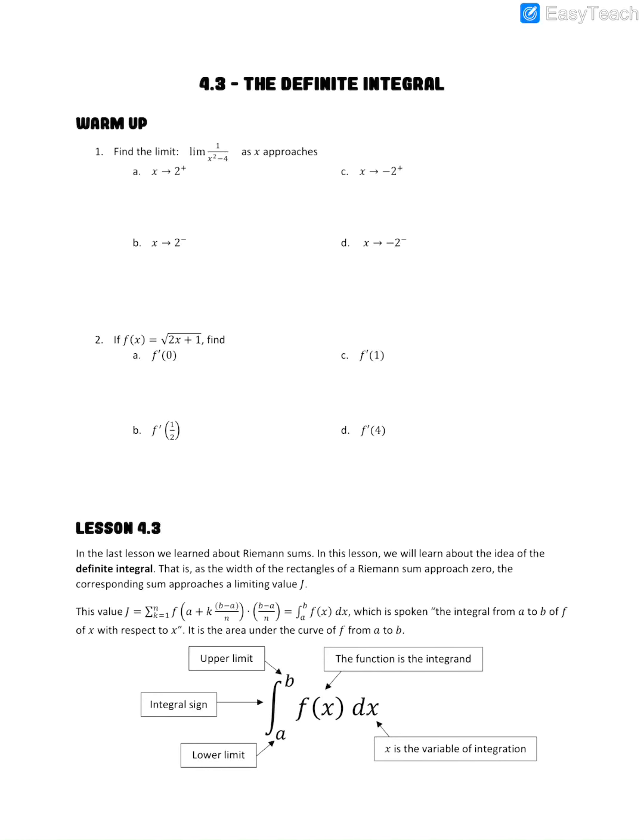Hey guys, this is 4.3, the definite integral. Go ahead and try the warm-up. We have some one-sided limits on the top, and then number 2 is a derivative, and you're evaluating it at certain points.